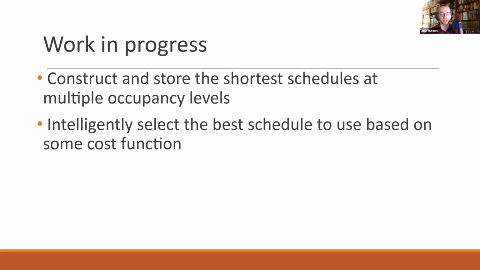Since we're already generating all of these schedules with different ants, we're trying to make better use of them by storing the shortest schedule at multiple occupancy levels. Then, by using some cost function, we intelligently select the best group of schedules at a given occupancy, and hopefully get the best execution time performance by doing so. We're still working on tuning this cost function.